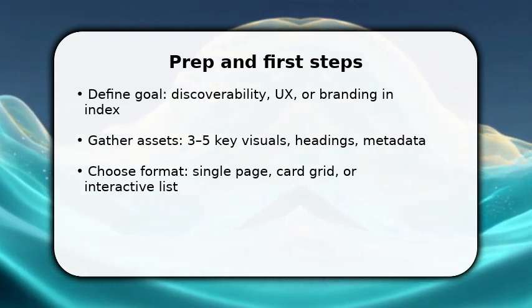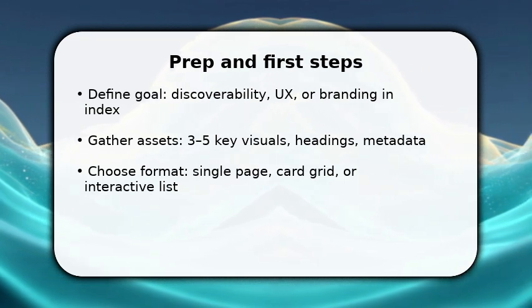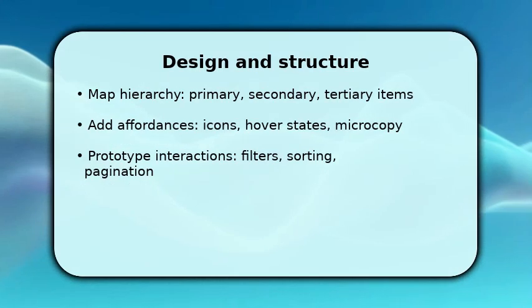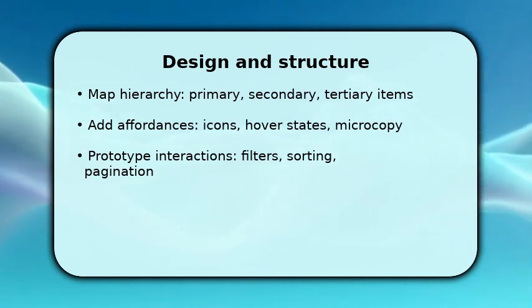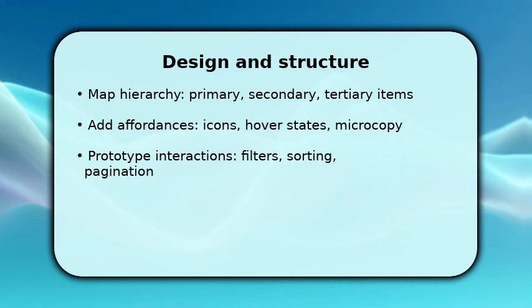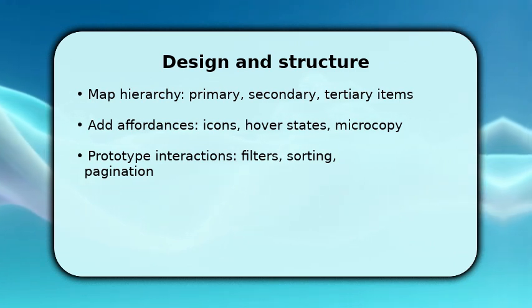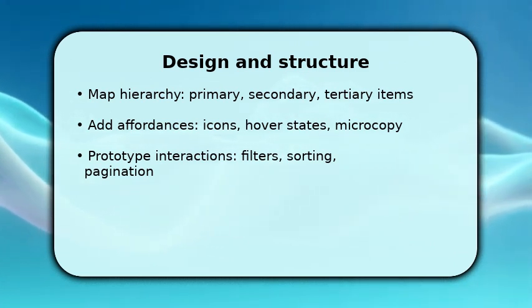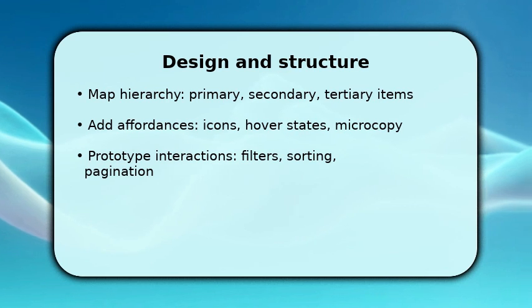You now structure the index by mapping a clear hierarchy: primary, secondary, and tertiary items, so users scan efficiently. Then design affordances, add icons, hover states, and microcopy that explain actions without clutter. Once that's set, prototype interactions like filters, sorting, and pagination.